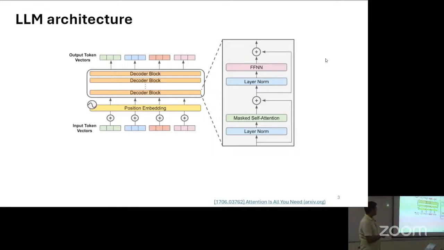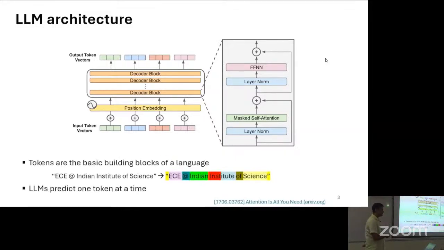The way a given piece of, let's say, text is processed is that there is something called tokens. Tokens are the basic units of computation for a language model. So for example, ECE at Indian Institute of Science will be represented as a set of tokens. A token can be a word, it can be a subword. This is fixed. When the model is trained, it is trained on a particular vocabulary of tokens. And there can be, let's say, on the order of 100,000 tokens that a model understands.